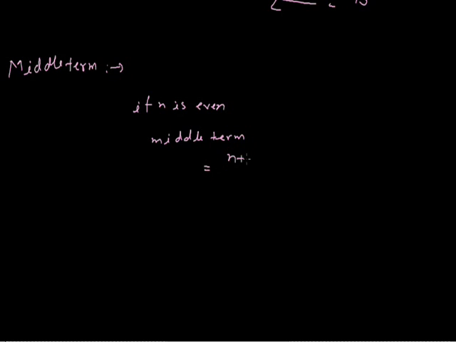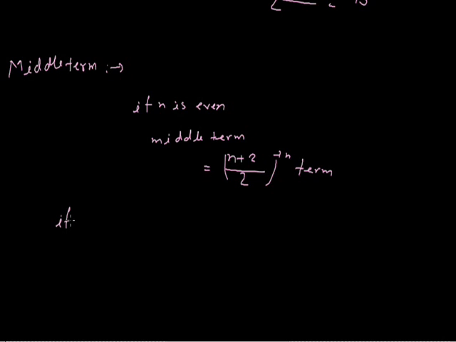Now we are going to take, how can we find the middle term? Here, if n is even, then the number of terms in the expansion will be n + 1. We all know that. Since n is even, n + 1 is odd. Therefore, if n is even, then the middle term is the ((n + 2)/2)th term. So when n is even, there is only one middle term in the expansion.